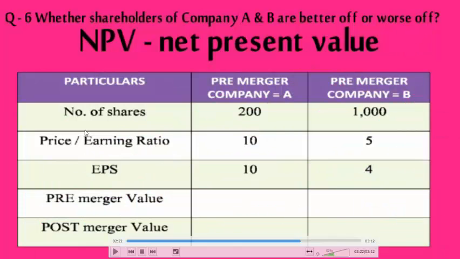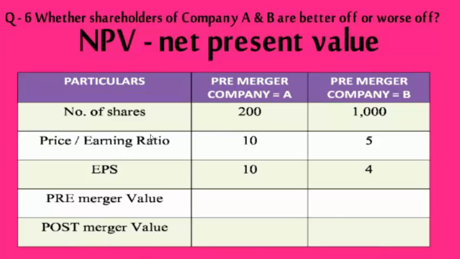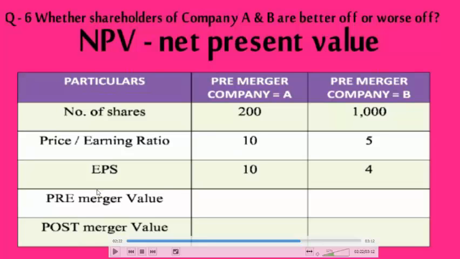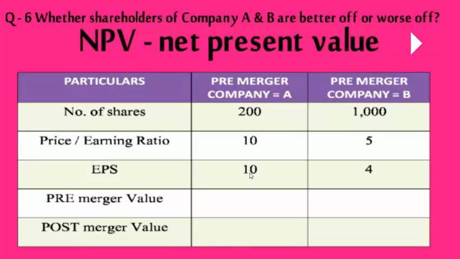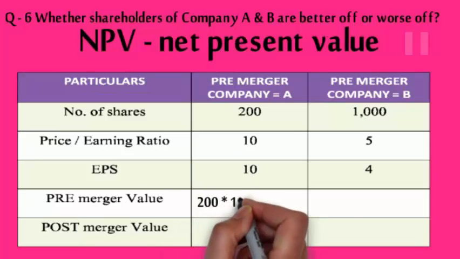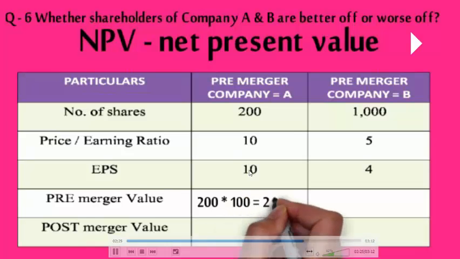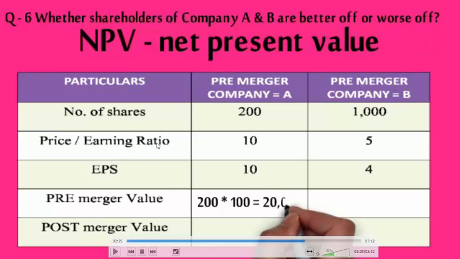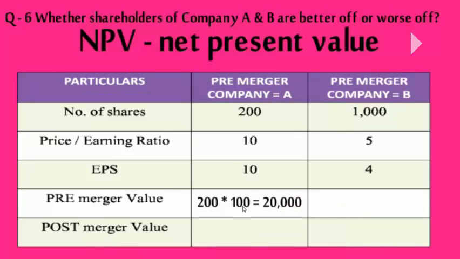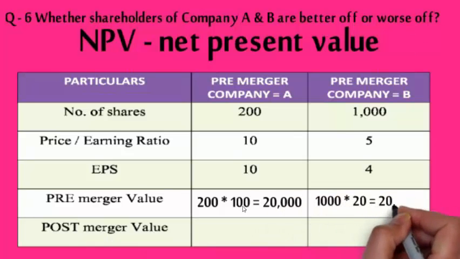So let's have a look. To calculate the net present value, how we are going to calculate it, that what was the pre-merger value of the company A and company B, and what is the post-merger value. So pre-merger value will be 200, that is the number of shares multiplied by price, that was pre-merger price. So that is 100. So 200 multiplied by 100, that is 20,000. Similarly for company B, 1000 multiplied by 20, that is 20,000.